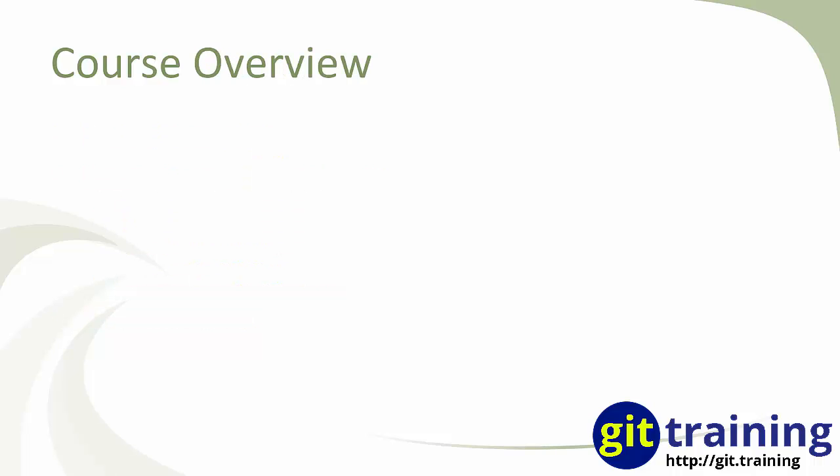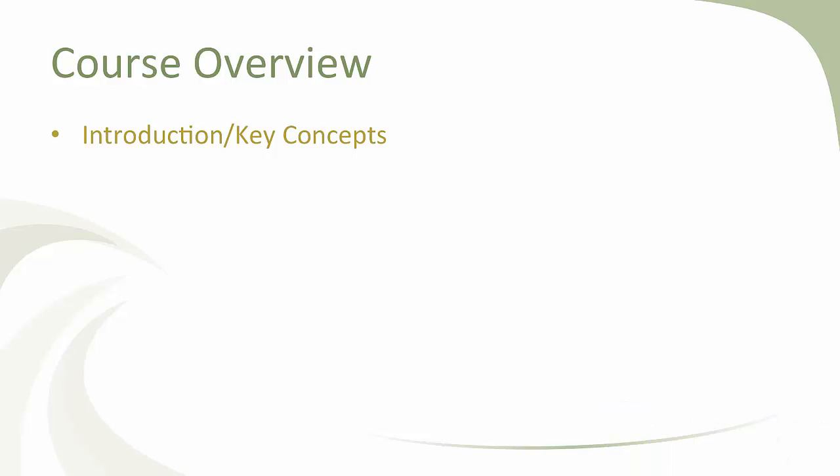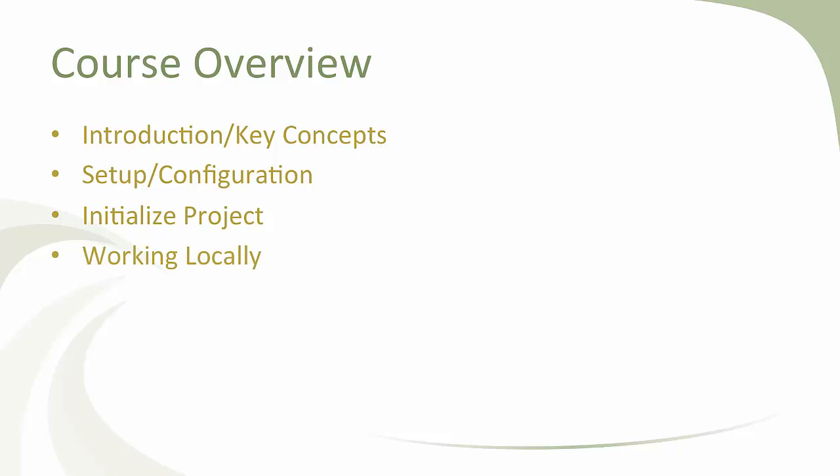In order to accomplish these goals, I have structured this course into 6 main areas. First are the key concepts. There are a few basic concepts we do need to go over before we can just dive in. Then we need to work on setting up and configuring Git on Windows and the Mac platforms. After that, we will initialize our project. Then we will continue to work locally with Git within our project.